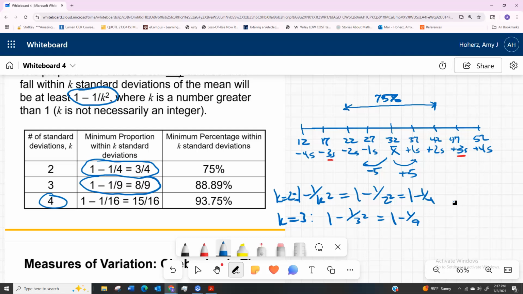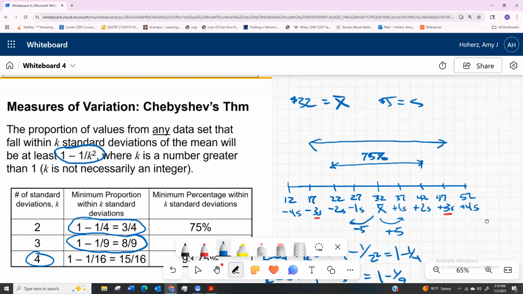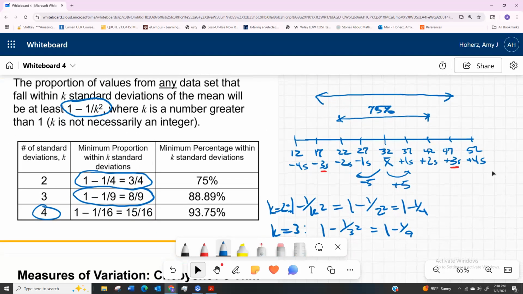Now I'm just going to round this to make it easier. They say 88.89. I'm just going to round it to 89%. It'll make it easier on our picture. Okay, so from here to here, Chebyshev said the minimum amount of data values within 3 standard deviations is approximately 89% of the data. So about 89% of the data values have to fall within 3 standard deviations.